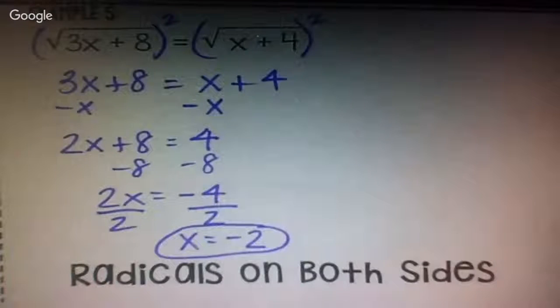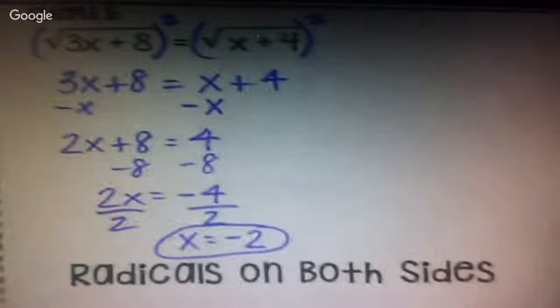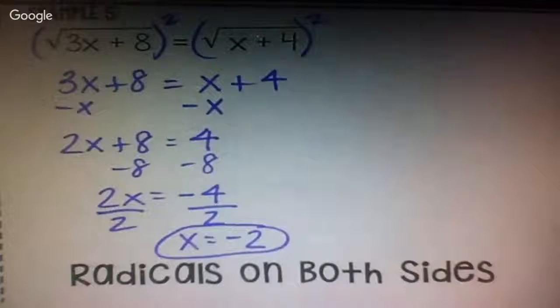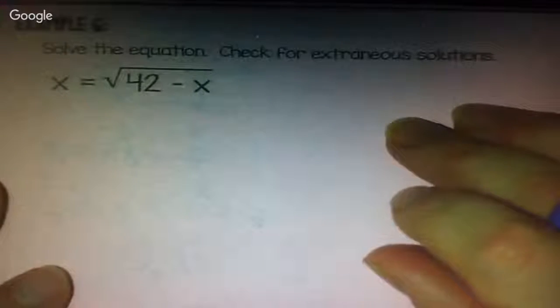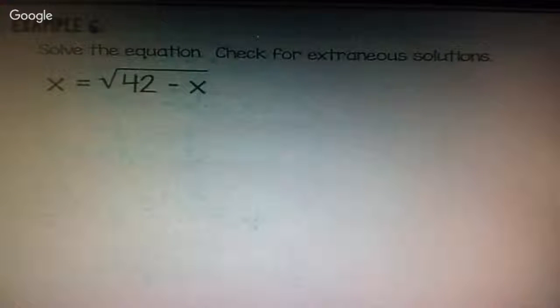Y'all are like, this is really easy right now, Miss Smith. Until we get to example 6, and you find out we've got something called extraneous solutions. A what? Extraneous solutions, in other words, solutions that just don't work. So can we just not do it? No, we've got to do it.